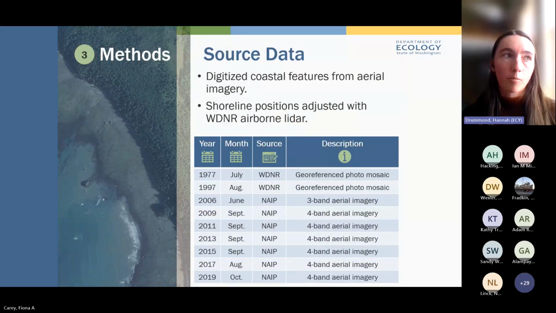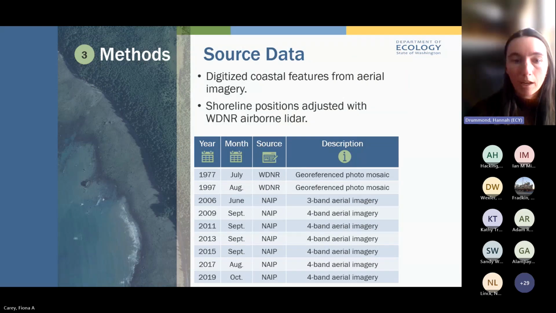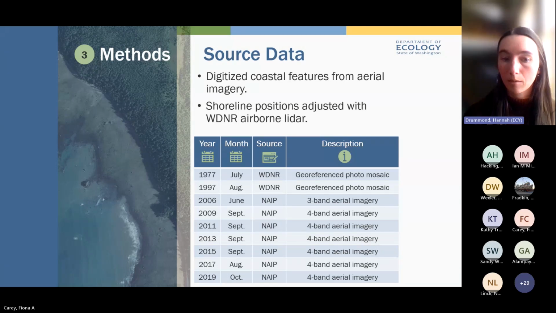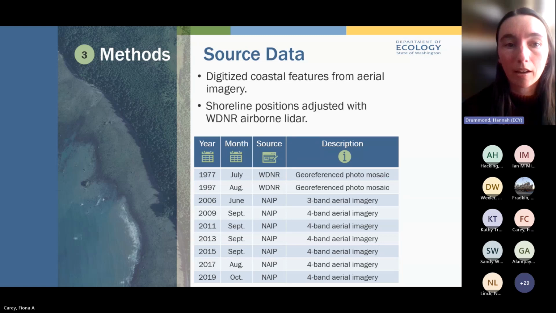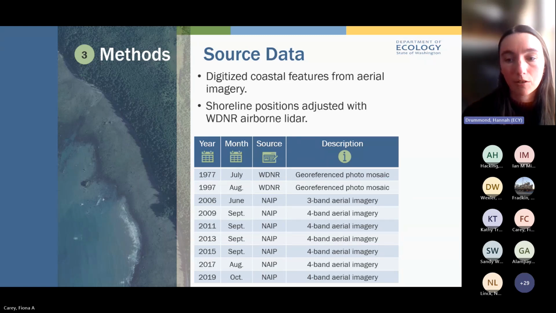Typically, if you saw Amanda's talk before, we lug in a bunch of heavy equipment. We bring our boat in to do these kinds of shoreline change analyses. This site is pretty remote. It's primarily accessed by trail through the Olympic National Park, and accessing by boat poses some navigational challenges. So we chose to use existing aerial imagery between 1977 and 2019. Next slide, please.